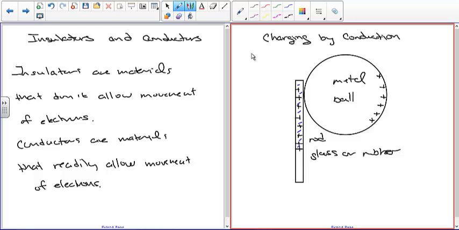I think I've got it actually the other way around on this thing. Let me make sure I get this right. Let me just make sure I have the signs right.